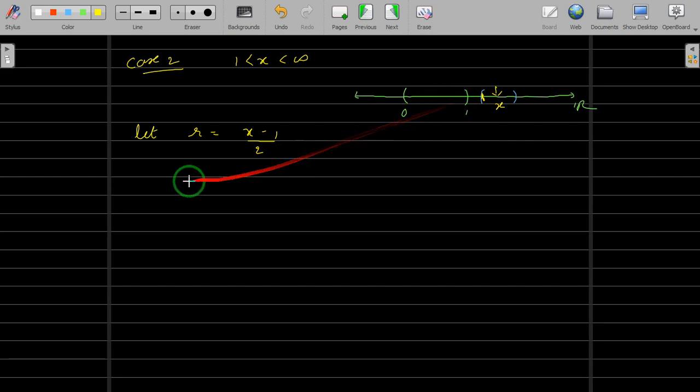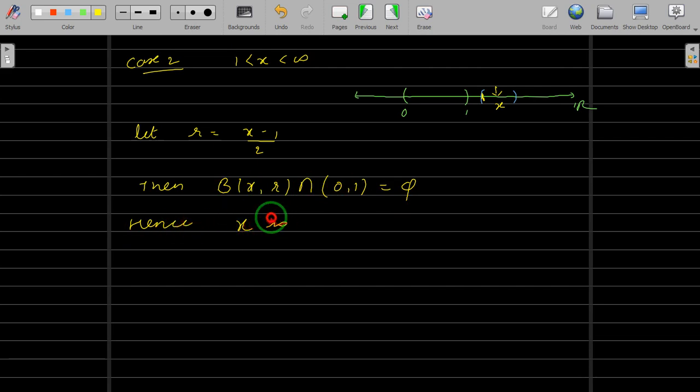Okay, no problem. Then I'm not writing now again. Ball around x of radius r intersection with 0, 1 equals empty. Hence this x is not a limit point. This is not the limit point.